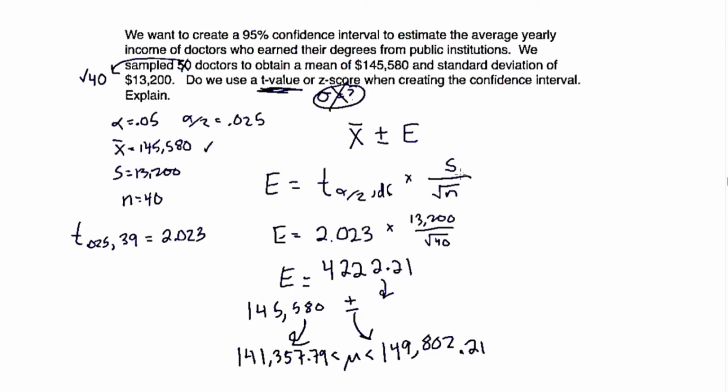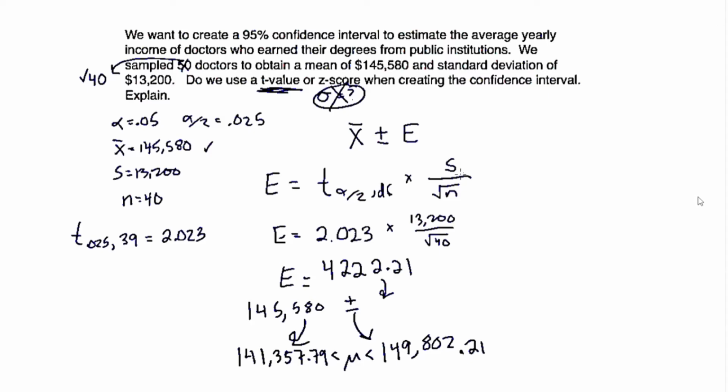If we wrote this as an inequality, this was our estimate. To interpret this, we are 95% confident that the true population parameter, in this case the mean, the average salary of all doctors from public institutions, is contained between these two values of approximately 141,000 up to approximately 149.8. So these are the lower bound and upper bound for our confidence interval.